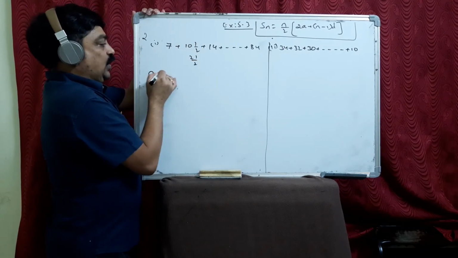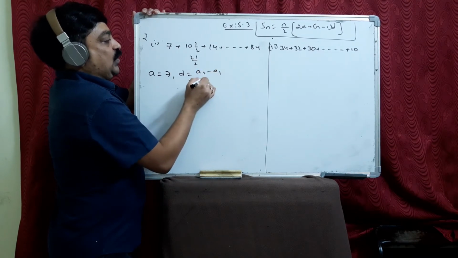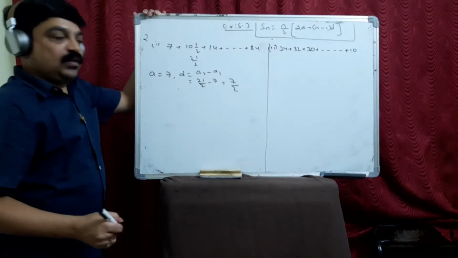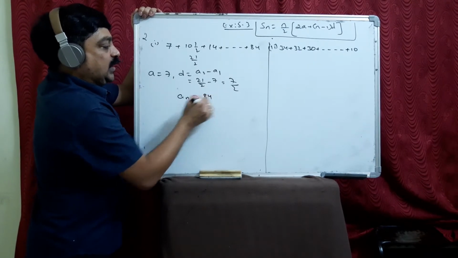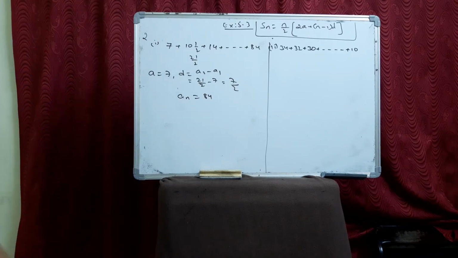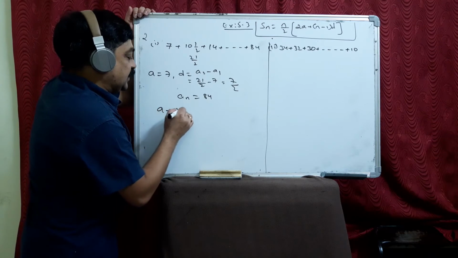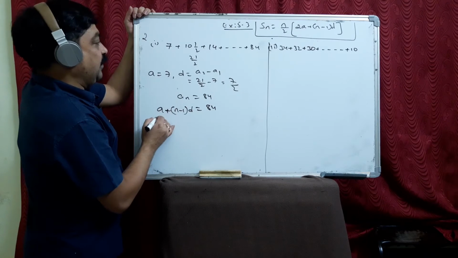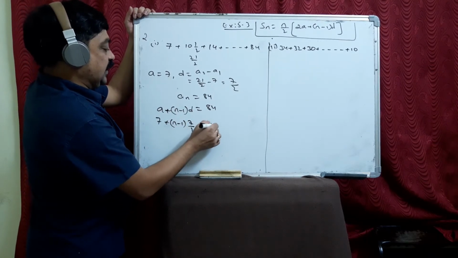Okay. Now A is 7. D is A2 minus A1, 21 by 2 minus 7, 7 by 2. Okay. Now you got the values of A and D. Equate the last term, always an, so that you will get the value of n. N means the number of terms of the series. A plus n minus 1 into d is 84. 7 plus n minus 1 into 7 by 2 is 84.